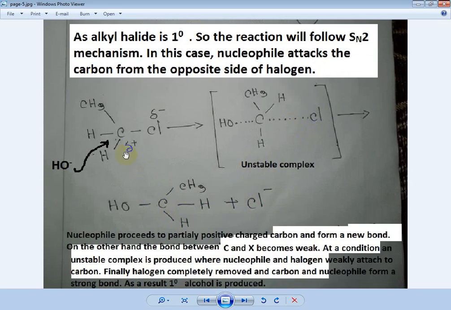And look at the conversion of this product. This is 100% conversion, a reverse umbrella. In the SN2 reaction, 100% conversion occurs in the product formation, from reactant to product.